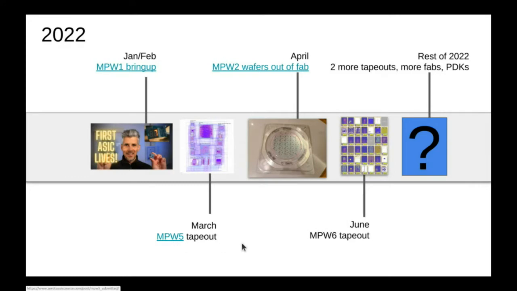MPW5 taped out in March. We got the wafers out for MPW2 in April, but we're still waiting for them to be packaged and diced. We're just about to tape out MPW6. So if you're really super excited by the presentations you've heard about this, then you've still got 1 week left to get your design ready. And then in the rest of 2022, we've got 2 more tape outs, we've got more factories coming online, and more open source PDKs. So lots of stuff is happening.